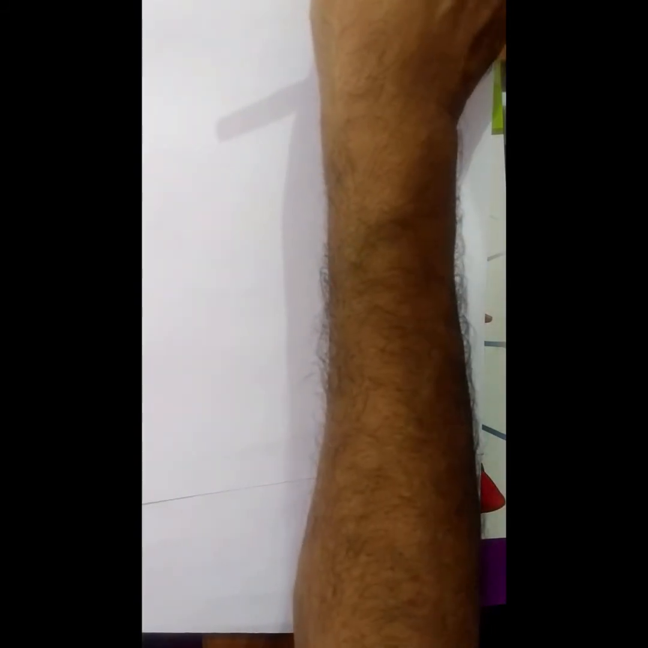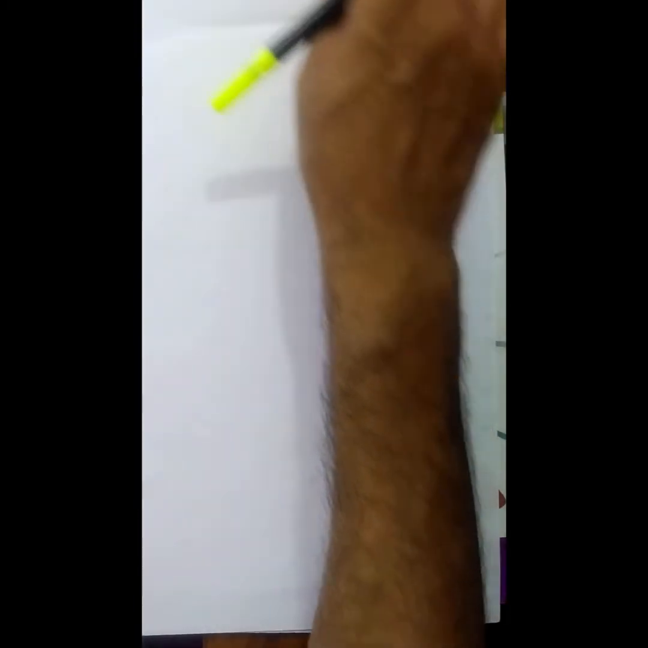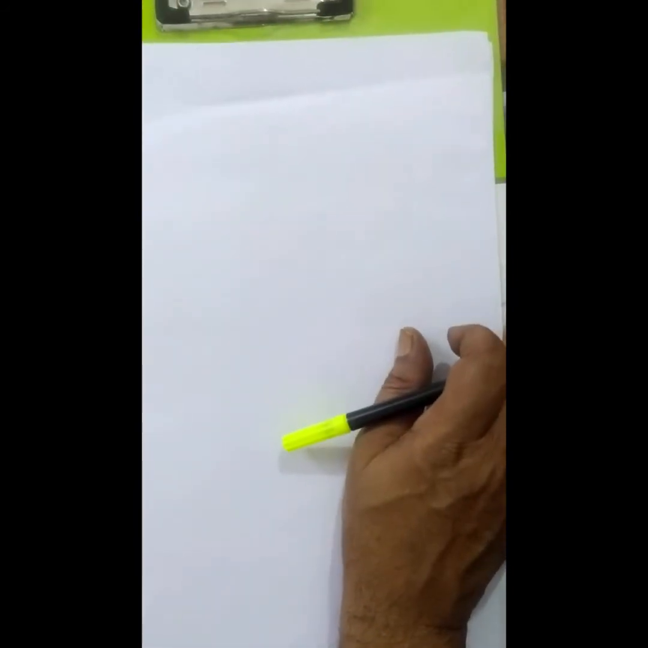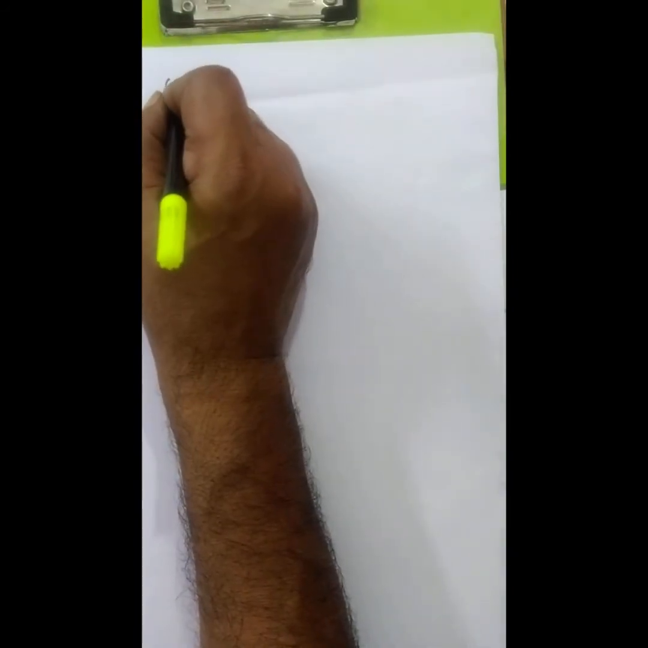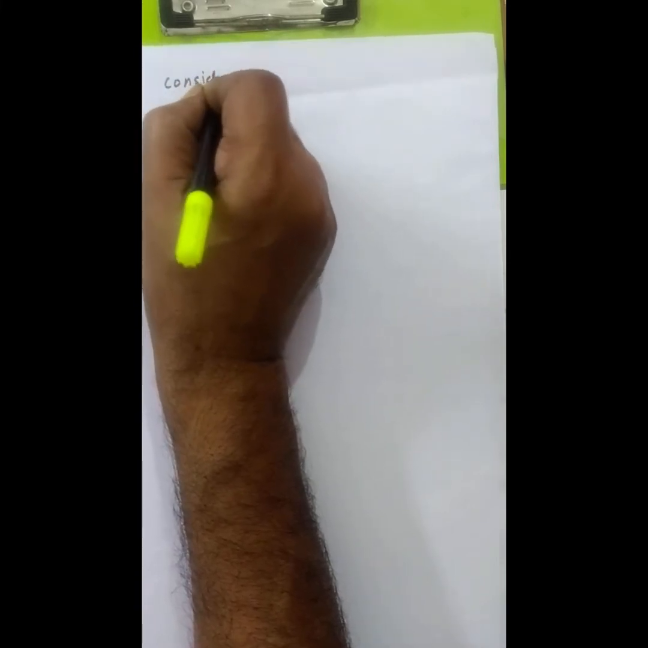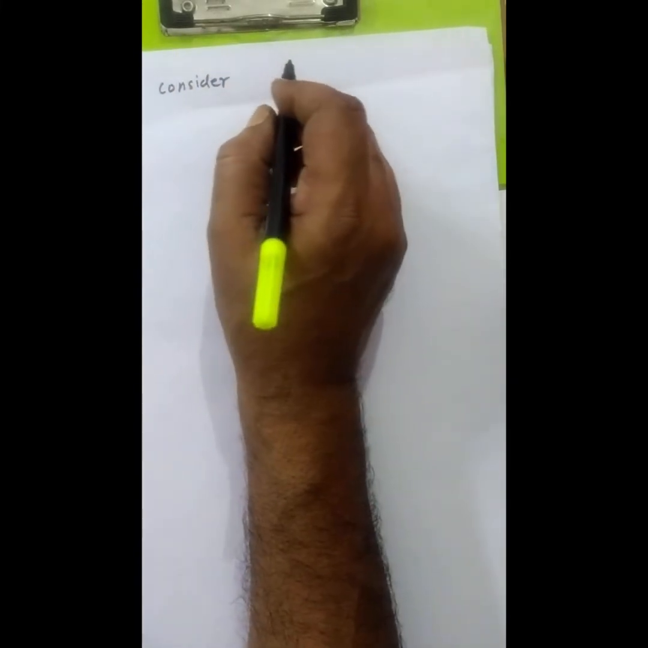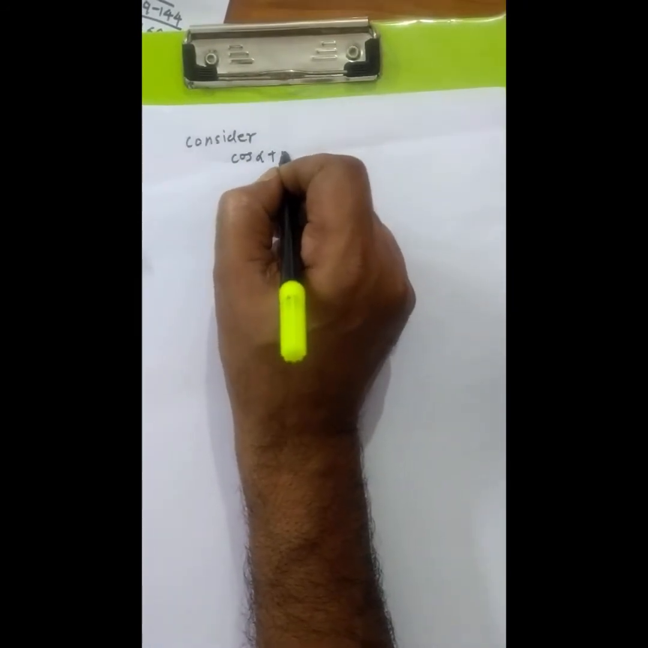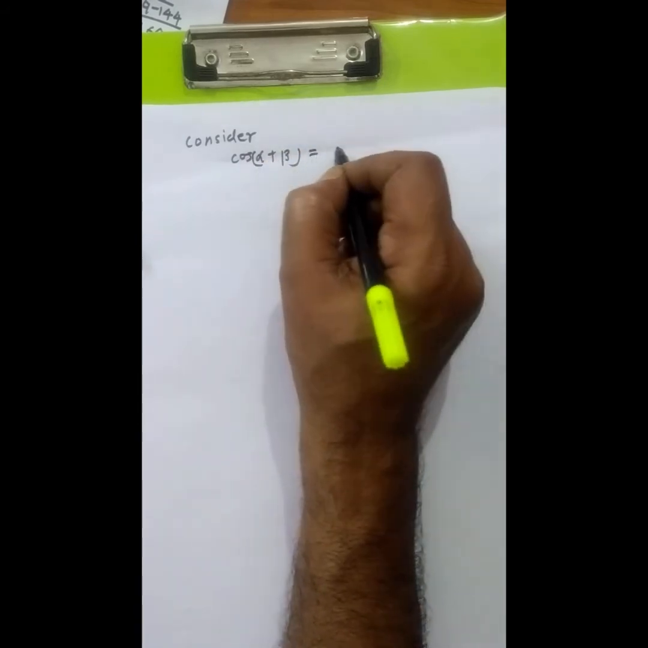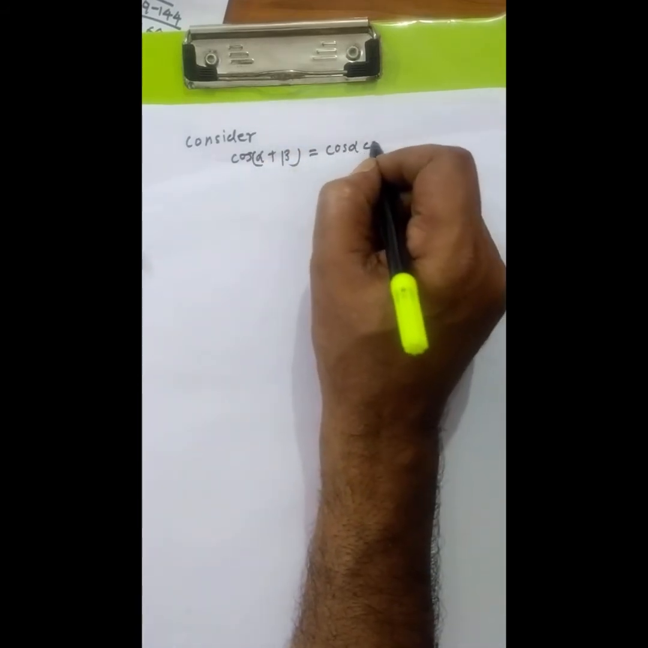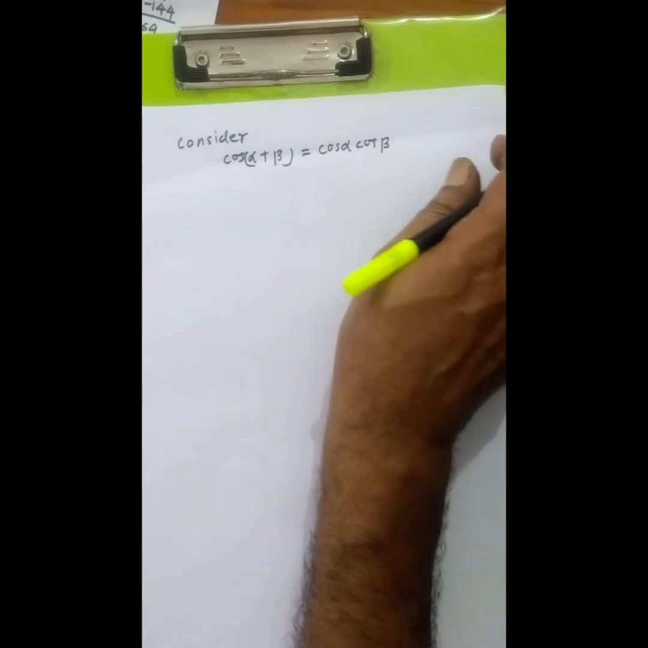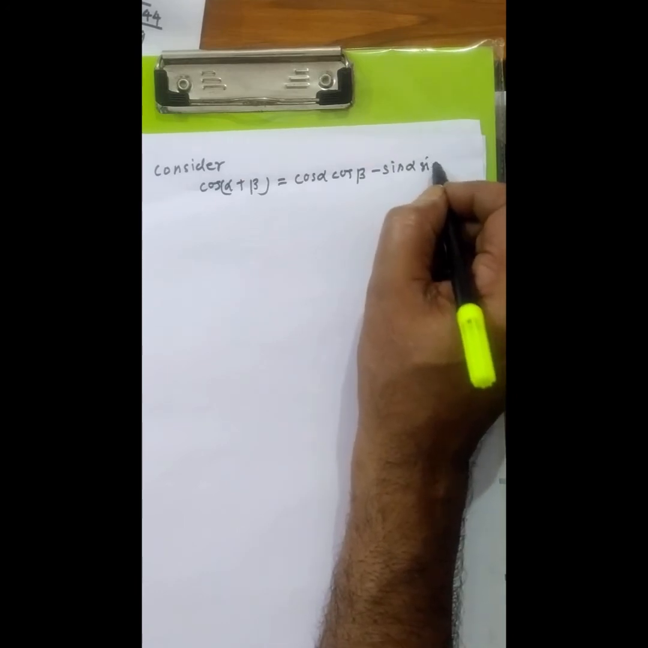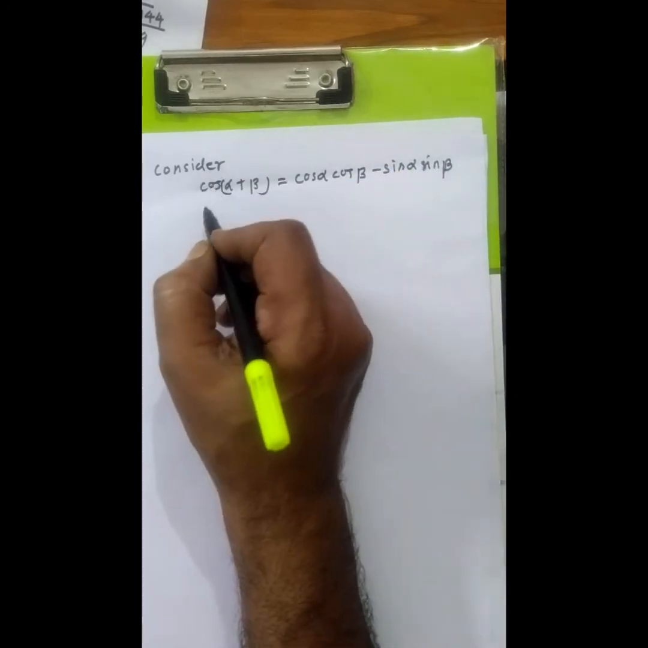So I will consider cos of alpha plus beta. So what is cos of alpha plus beta? So it is cos alpha into cos beta minus sin alpha into sin beta. This is the value of cos of alpha plus beta.